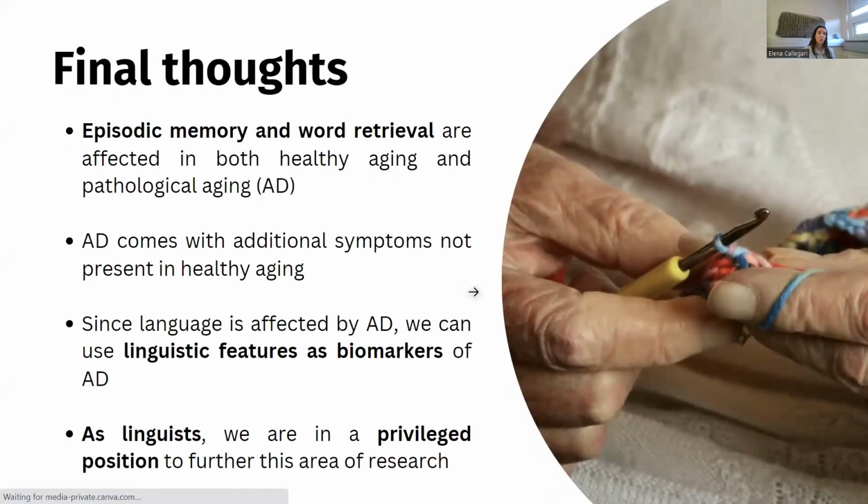Episodic memory and word retrieval are affected in both healthy aging and pathological aging. This is something that we need to consider if we want to develop mechanisms that can determine if somebody has dementia or not based on language analysis, because we need to understand what is normal and what is not normal. And we need to understand that as you age, there's going to be differences in the way that you say things and recall things. So some of those are normal, some of those are not.